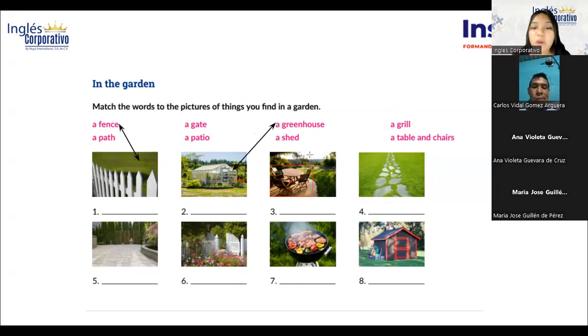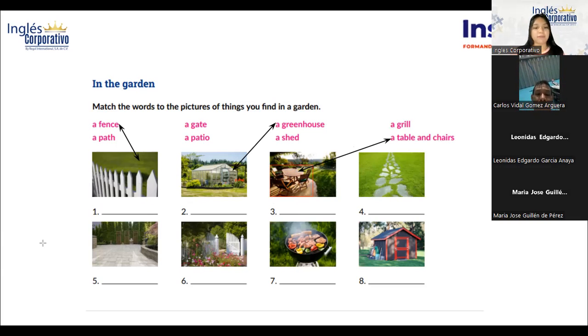Okay, so what about number three? What is this? Number three? A table and chairs. Correct. A table and chairs. Okay, pronunciation. Chairs. Chairs. Con E. Chairs. No chair, no chair, chairs. Okay, con E. Correct.